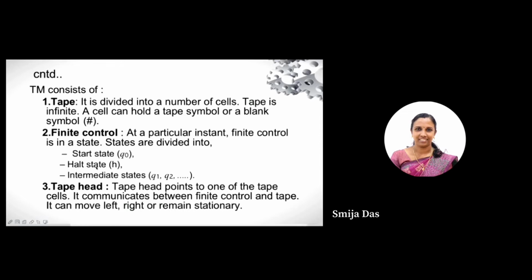If a given string is accepted by a Turing machine, then it is known as accept halt. If it cannot be accepted by the Turing machine, then it will reach a reject halt state.